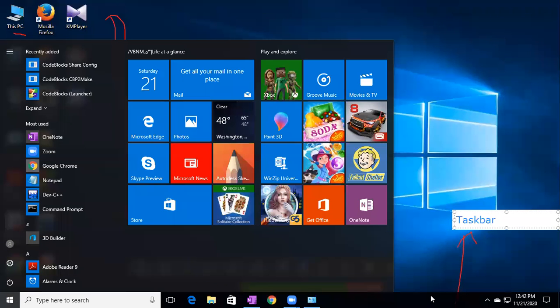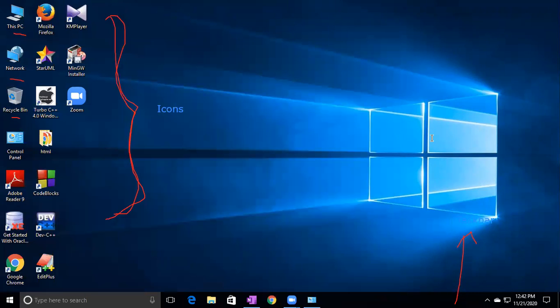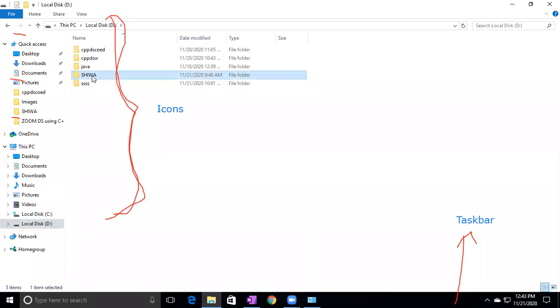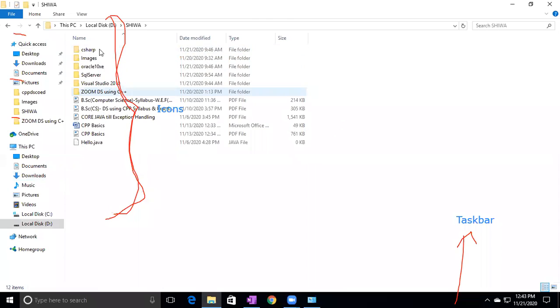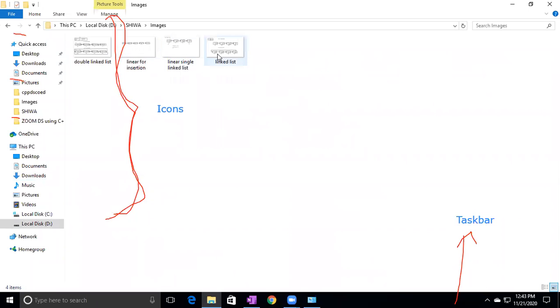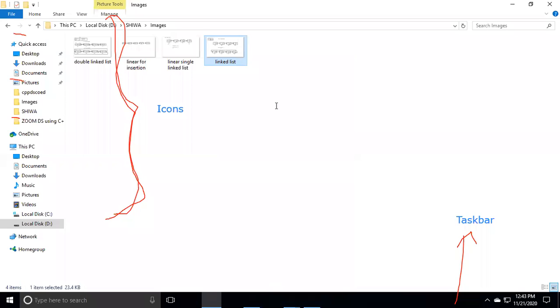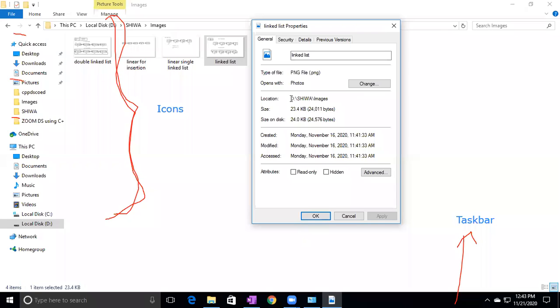You cannot maintain files like this. For example, in this system, I'm maintaining an images folder in the D drive, my own folder with subfolders. In the images folder, I'm maintaining images. Now I want to see how much memory is occupied by this file. I right-click on it and select the properties option. It displays information about the file. This file is stored in the D drive, in the Shiva folder, in the images folder. The file size is 23.4 KB. It was created on such a date and time, and modified on such a date and time.